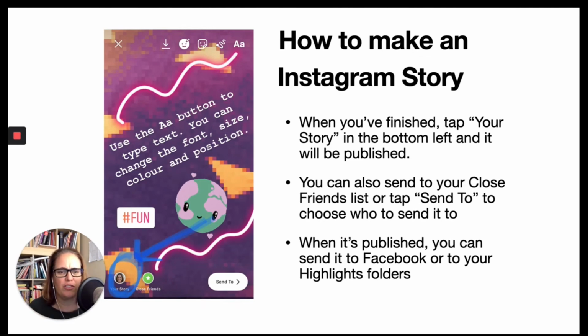But you can also choose just to send to your close friends list, or if you tap send to on the bottom right there, then you can send your story just to whoever you particularly choose to. It might be just to one friend. Once it is published, you also get the option to send it to Facebook. Because their stories features are so similar, you can post it on Instagram and Facebook, or you can save it to one of your highlights folders, which can be topics of different Instagram stories that you want to save for more than 24 hours.